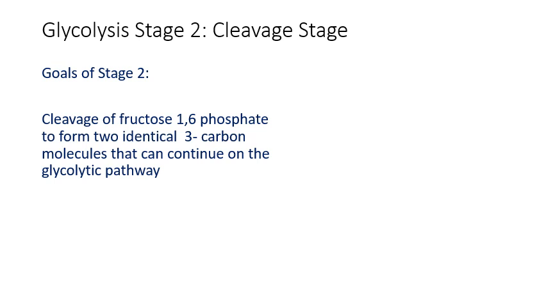Glycolysis stage 2. This is the cleavage stage. The goals of stage 2 are the cleavage of fructose 1,6-bisphosphate to form two 3-carbon molecules, and these molecules will continue along the glycolytic pathway.